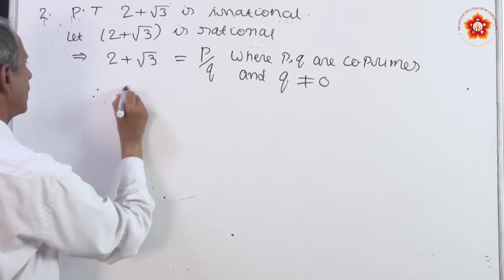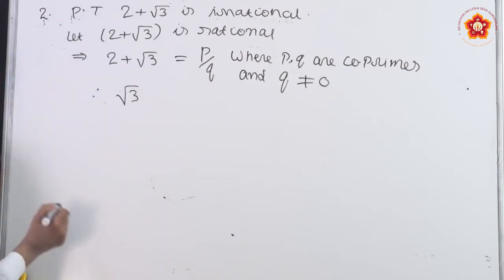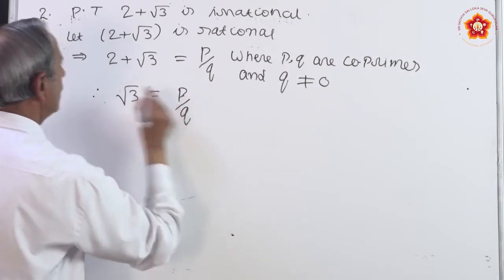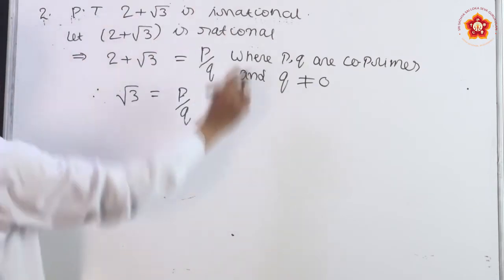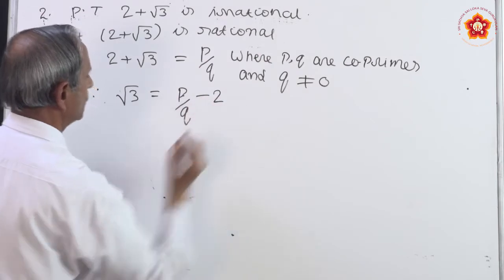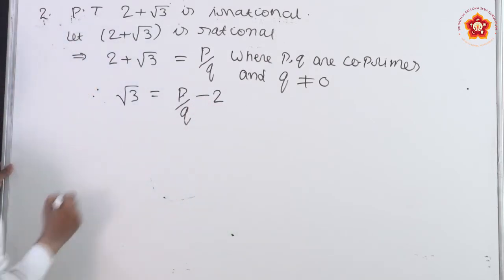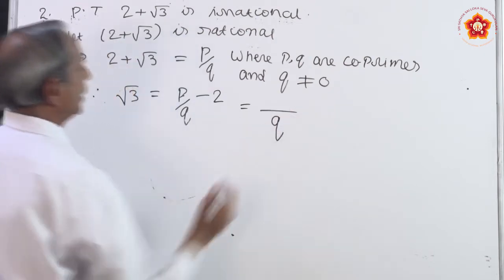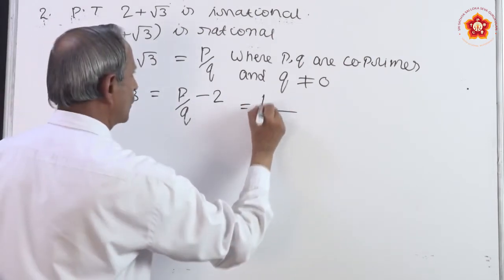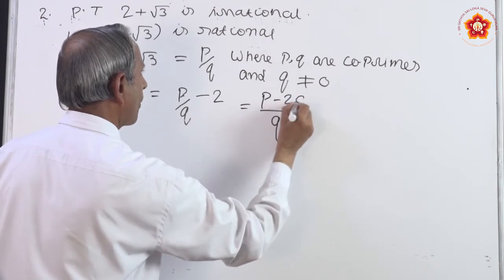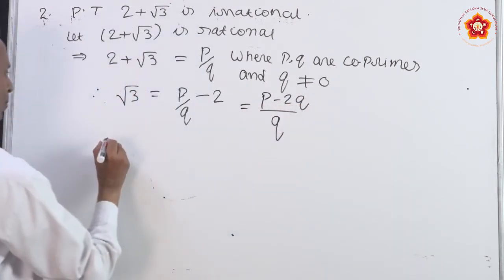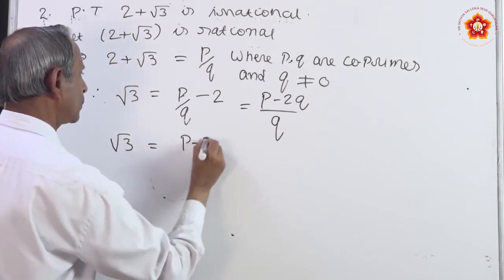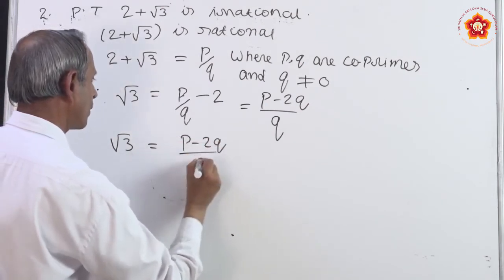Keep root 3 on the left side, that is equal to p upon q. If plus 2 is brought to the right side, it becomes negative, minus 2. Now, let us simplify this by taking LCM. The LCM is q, then we will get p minus 2q. Therefore, root 3 is equal to p minus 2q by q.